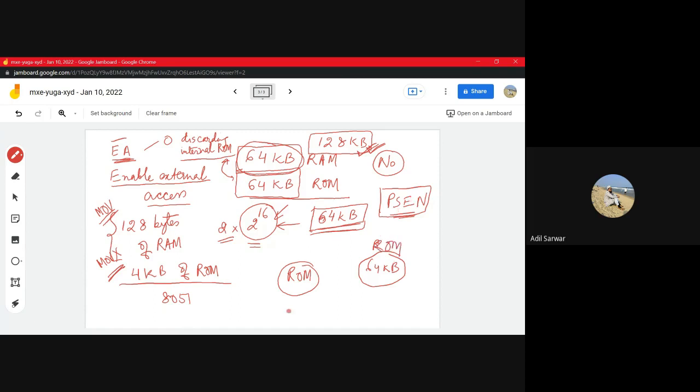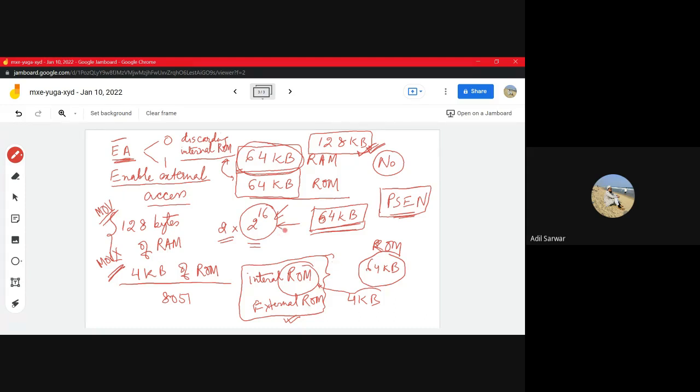And when it is 1, then we are using both internal ROM as well as external ROM, and we access both of them. So that means addresses from 00 till 4 KB are reserved for internal ROM, and addresses above that are reserved for the external ROM.